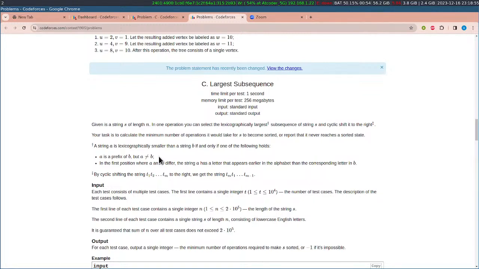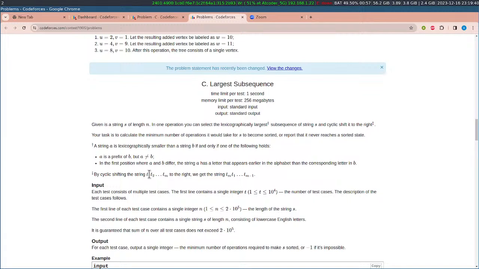Similarly, if we compare ABD and ADC, we can see that neither is a prefix of the other. So let's find the first index where the positions differ. Here B and D are at different positions. B appears before D in the alphabet, so ABD is lexicographically smaller than ADC. Similarly, if we compare ADC and ZAC, ADC would be smaller because A comes before Z in the alphabet. And if we compare ZAC and ZAC, both are equal, so we can't say one is smaller than the other.